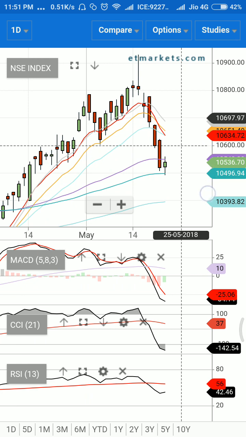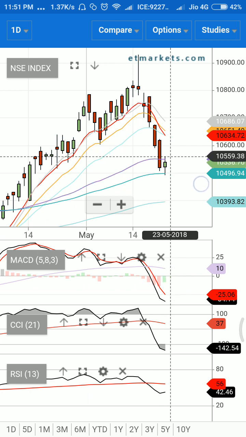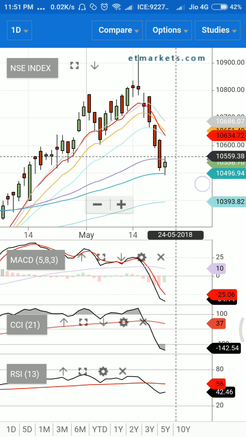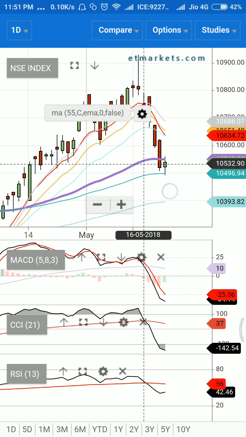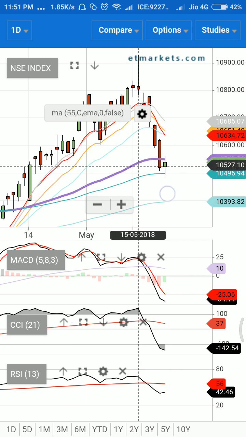If you see today, the market did try to go on the high side, but the previous candle's support, as you can see here, acted as a stiff resistance for the market. 10,560 was acting as a resistance, and it continued. The 55 days exponential moving average also acted as a strong resistance for the market.